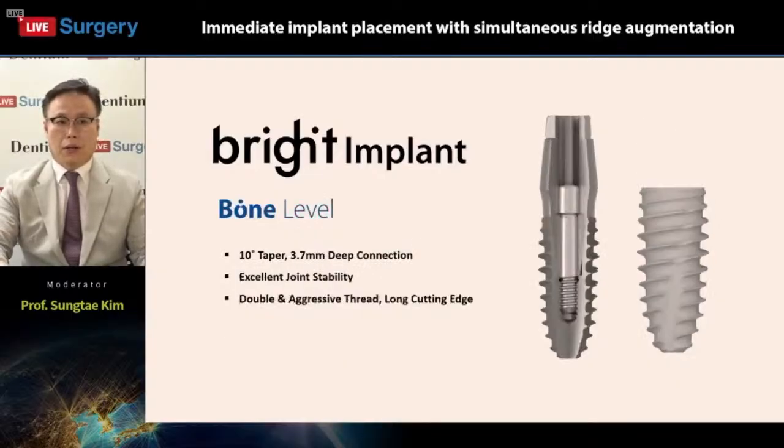However, another type of the bright implant is bone level implant. For this specific patient, we have to control the depth of the implant, because on the buccal side there was a lot of chance for the dehiscence defect on the anterior tooth area. Therefore, we had to control the depth of the implant. Therefore, we choose the bone level bright implant. A little bit different design in the connection, but very stronger than the other previous implant system. So I choose the narrow diameter implant of a bone level implant.